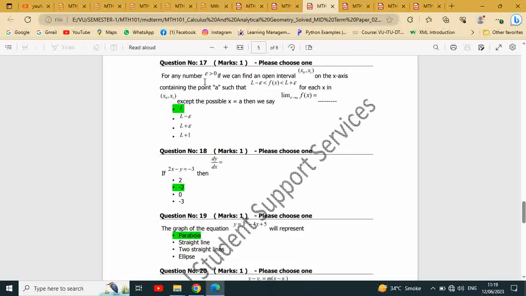For any number epsilon greater than 0, if we can find an open interval (x naught, x1) on the x-axis containing the point a such that L minus epsilon is less than f of x, which is less than L plus epsilon, for each x in (x naught, x1) except possibly x equal to a, then we say limit x tends to a of f of x is equal to L.